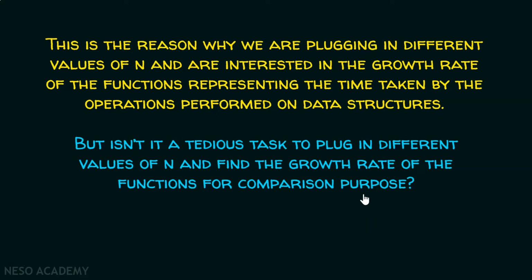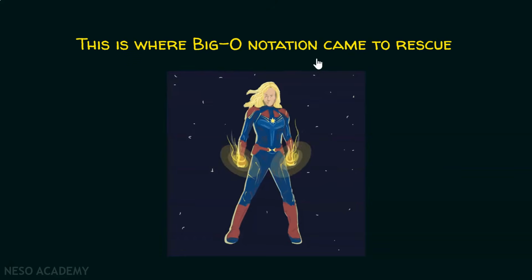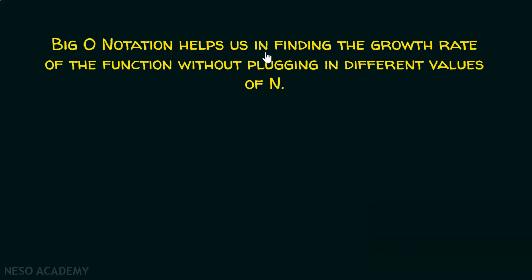You need to plug in different values of n and determine the growth rate of the function. It might be possible that only for n equal to 10,000 you will get the point after which you can be sure which data structure is performing better. It is a very tedious task. Now here comes the big O notation to the rescue. Big O notation helps us in finding the growth rate of the function without plugging in different values of n. That is the beauty of big O notation.